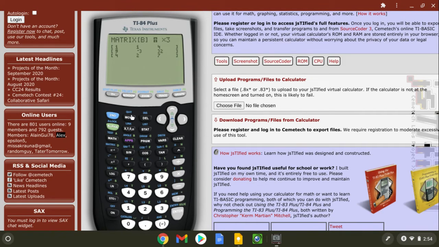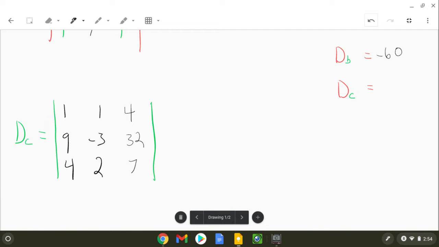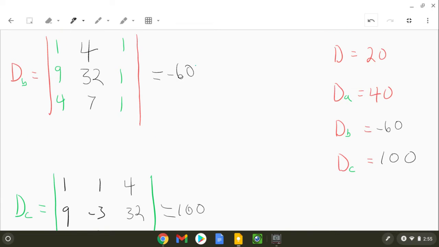So all I got to do is quit and go back to my math menu, determinant, and I want to find the determinant of matrix B. Okay, it gives me 100. Nice round numbers here, 100. And that was my determinant in C.